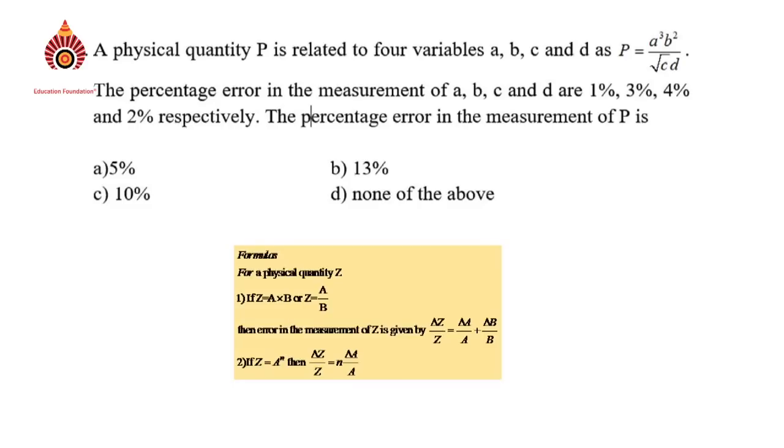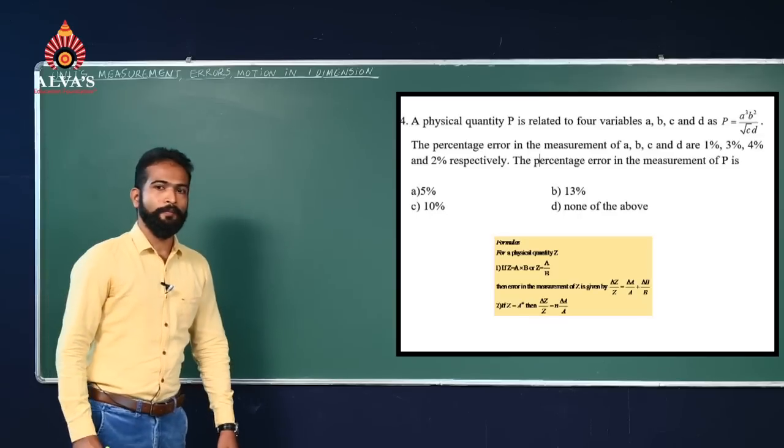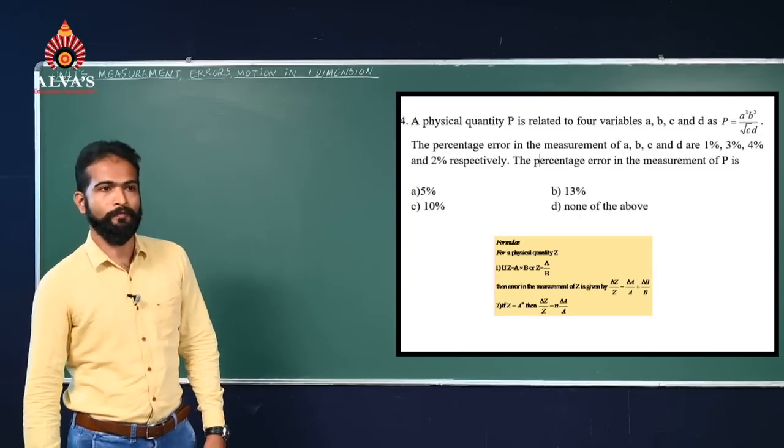A physical quantity P is related to 4 variables A, B, C and D as P is equal to A cube B square divided by root C into D. The percentage errors in the measurement of A, B, C and D are 1%, 3%, 4% and 2% respectively. The percentage error in the measurement of P is. Now you can see the display, you can see some formulas.